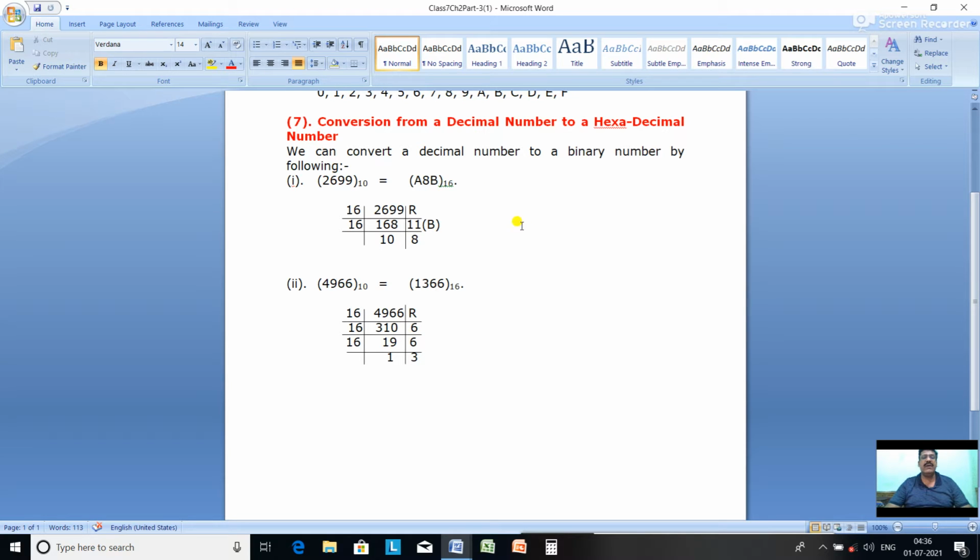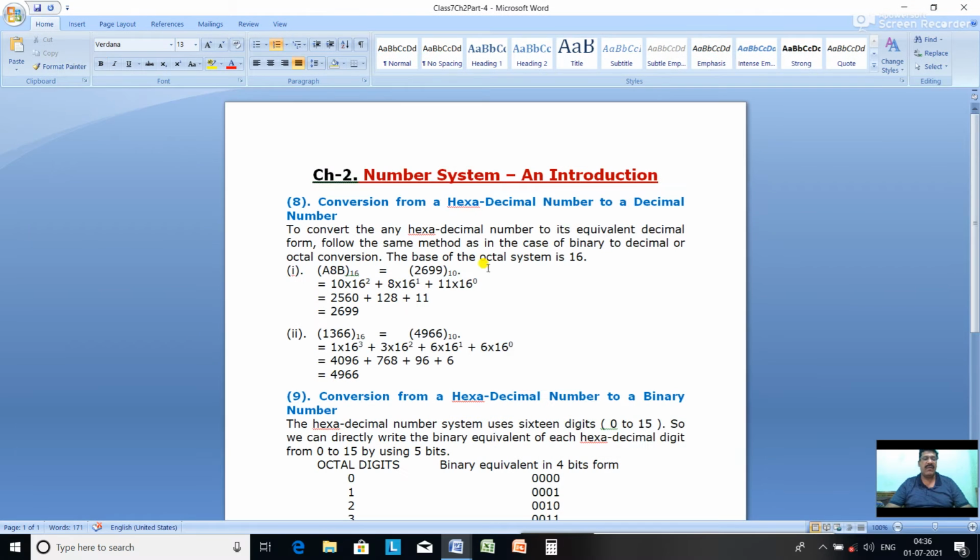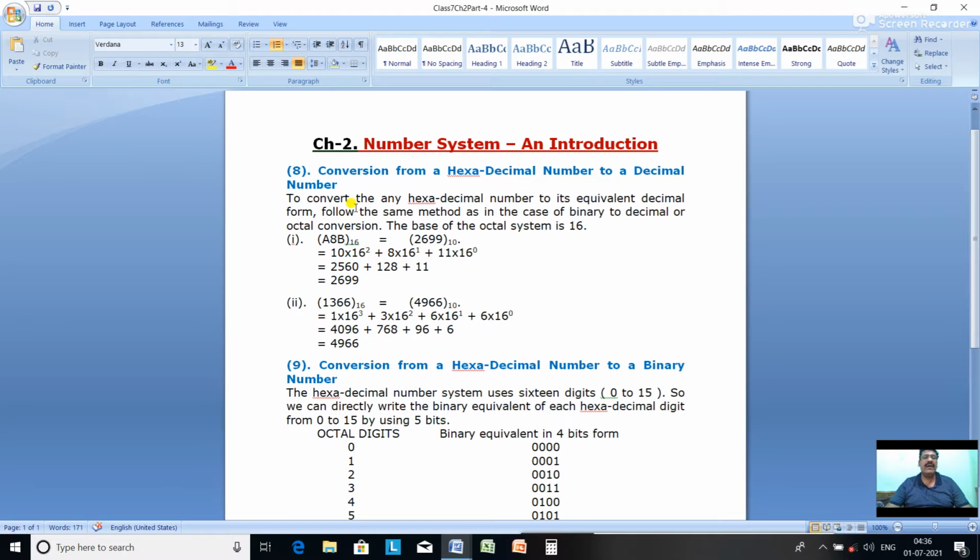Now we are going to do the vice versa. That means how to convert a hexadecimal number into decimal. To convert any hexadecimal number to its equivalent decimal form, follow the same method as in the case of binary to decimal or octal conversion. If you remember, to convert a binary to decimal, we multiply by 2. To convert an octal to decimal, we multiply by 8. The same way, to convert a hexadecimal to a decimal, you have to multiply by 16.